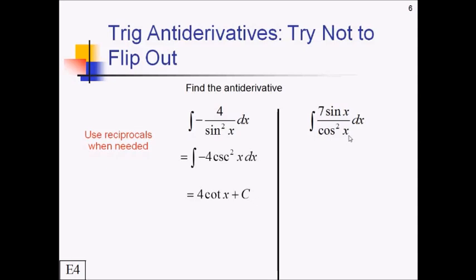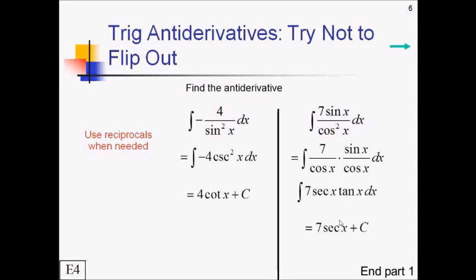For this next one, what could we do here? Well, the only thing I can think of to do is maybe split up this fraction so you have 7 over cosine times sine over cosine. If we write it like this, then using, again, trig reciprocals, we can express these as different trig functions. For example, this could be expressed as 7 secant of x, and what's sine over cosine? Oh yeah, that's tangent of x. But wait a sec, we know that secant tan is really the derivative of secant. So this is really just 7 secant of x plus c.